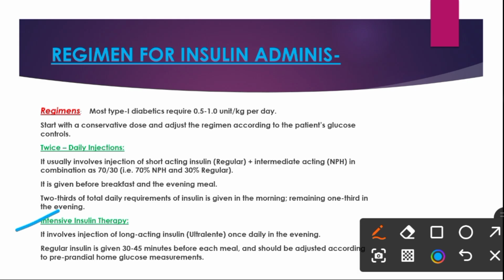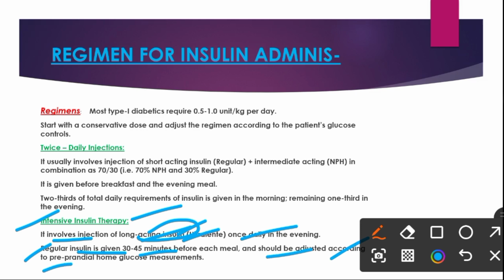Second regime is the intensive insulin therapy, which is also known as the basal bolus insulin. So the basal bolus insulin involves the injection of long-acting insulin, that is the ultra lenti. So long-acting insulin acts as a basal insulin that provides coverage for 24 hours, and this basal insulin is given once daily in the evening, and it also includes the regular insulin, and the regular insulin is given 3 times a day, before each meal, that is 30 to 45 minutes before each meal, and should be adjusted according to the preprandial glucose measurement.